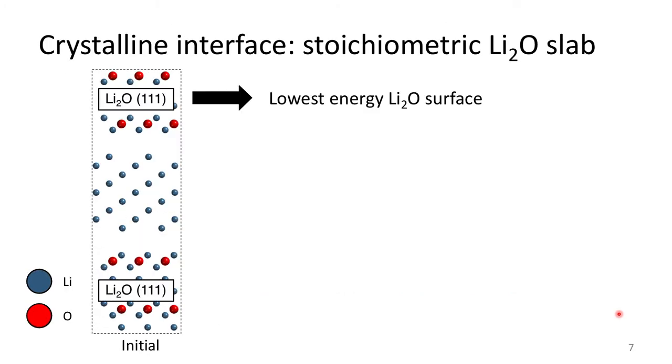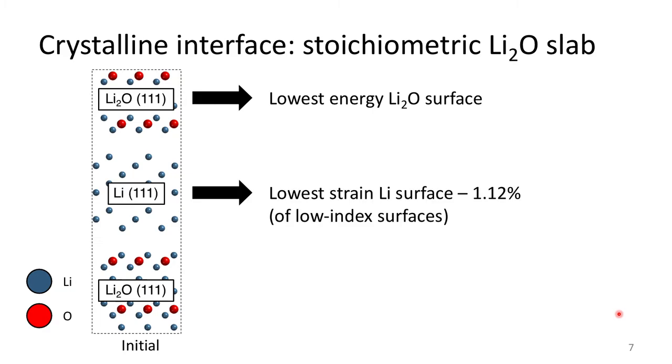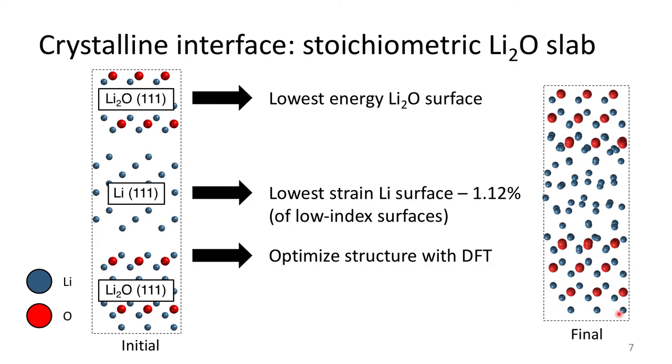To create the stoichiometric system, I started with the lowest energy Li2O surface, the 111 termination. Then I selected the lithium metal surface among the 3 low index surfaces with the lowest strain with the Li2O 111 surface. This happened to be the 111 termination, and it gave a very low strain of only 1%. I then optimized the structure with DFT to achieve the final structure shown at the right. For the oxygen-rich interface, I performed an analogous procedure.